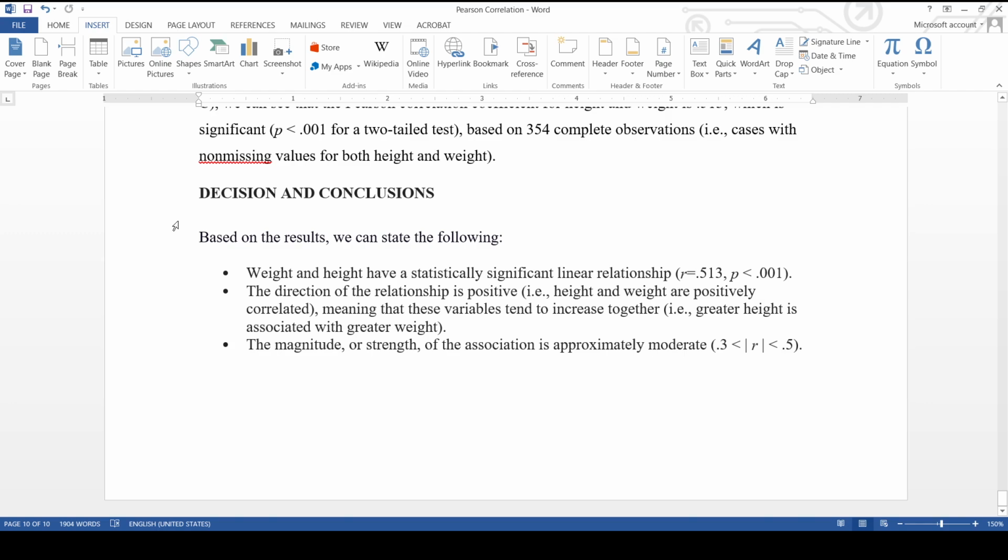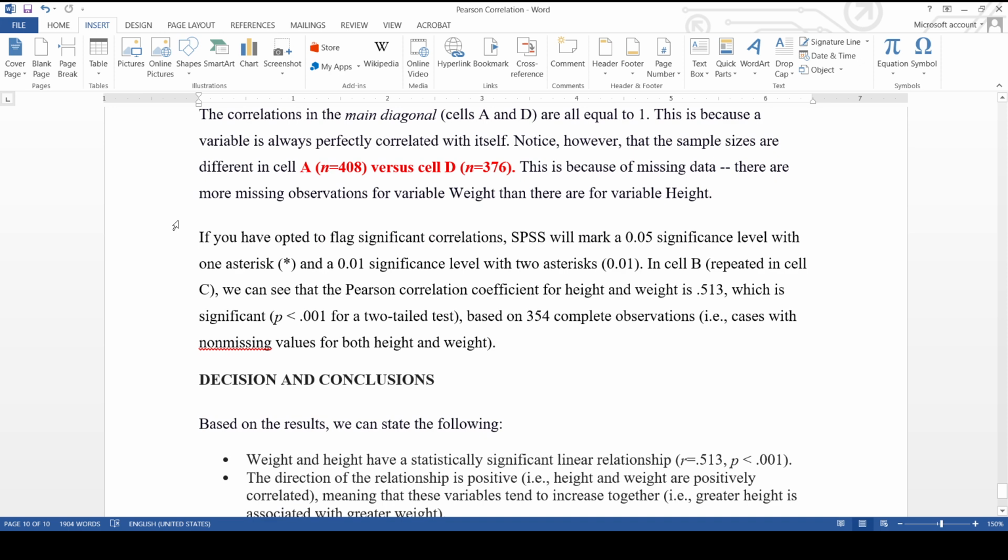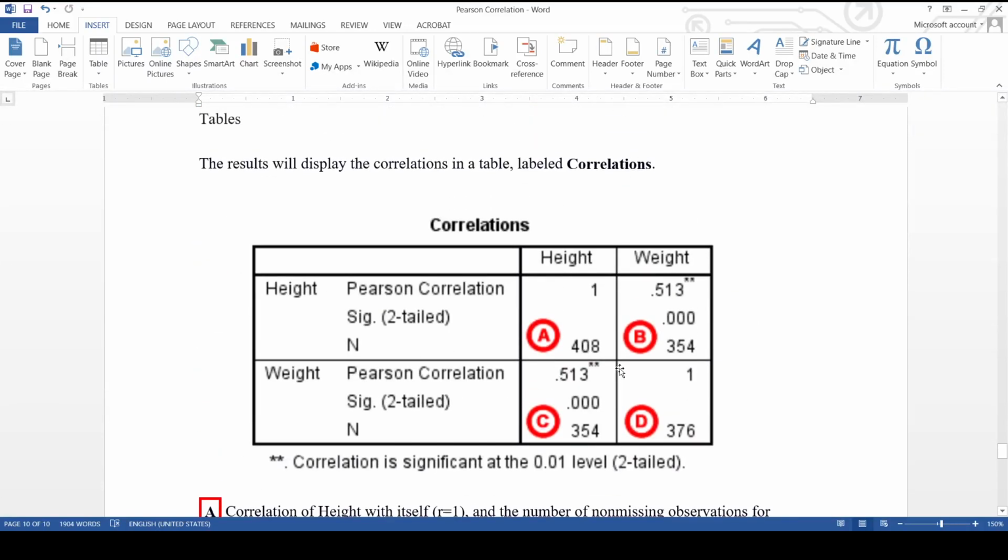Just a paragraph before the conclusions where we draw the inferences. The report, is it auto-generated by SPSS? No, all these are not. No. This is what you will have. This is exactly what you will have.